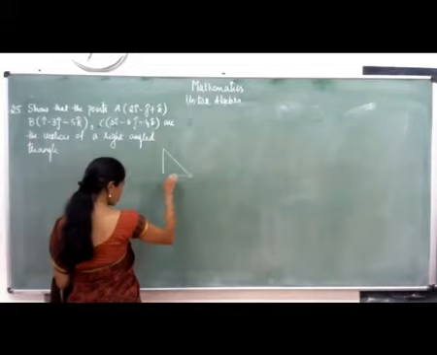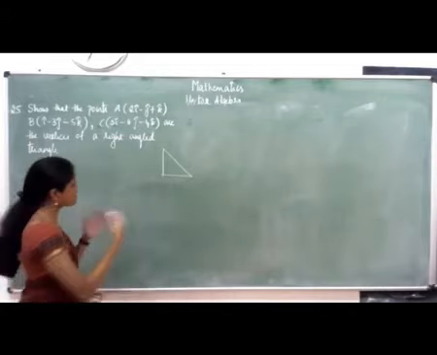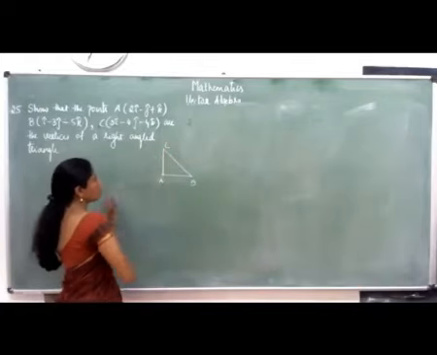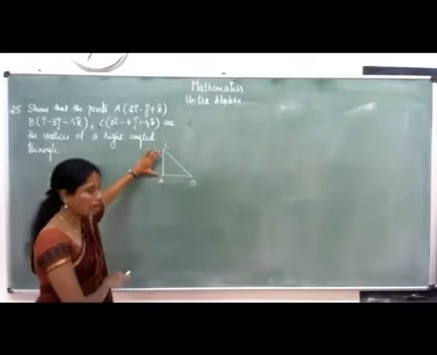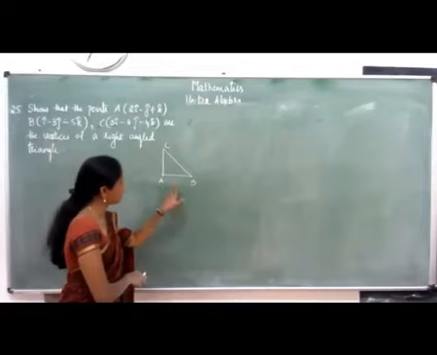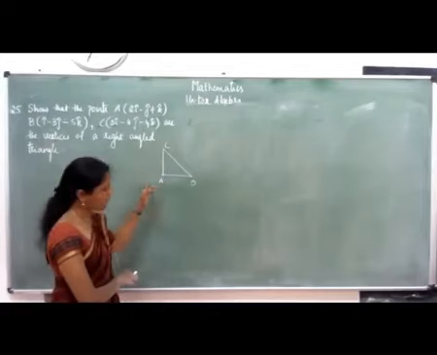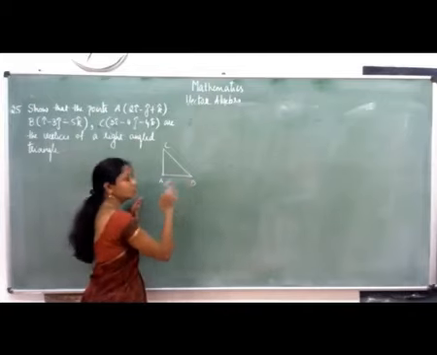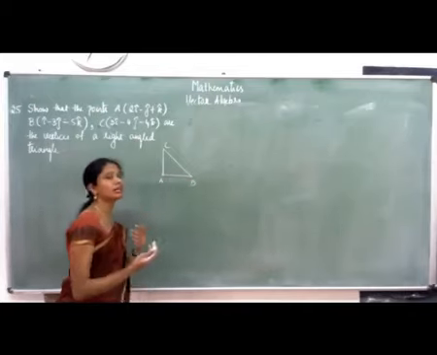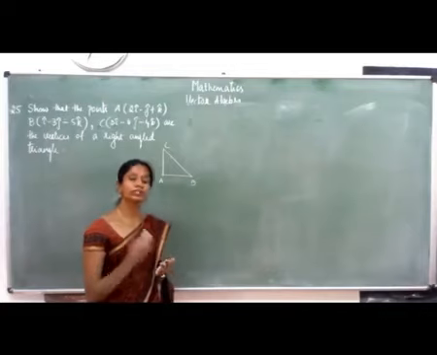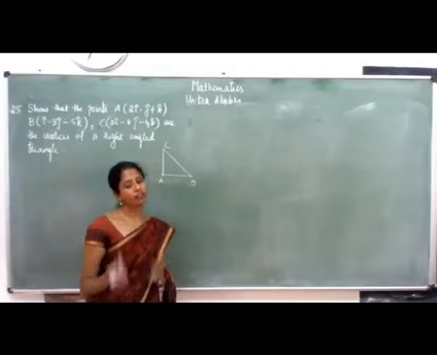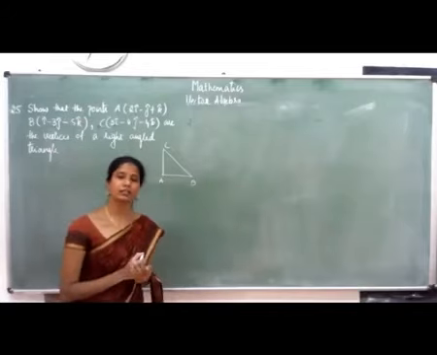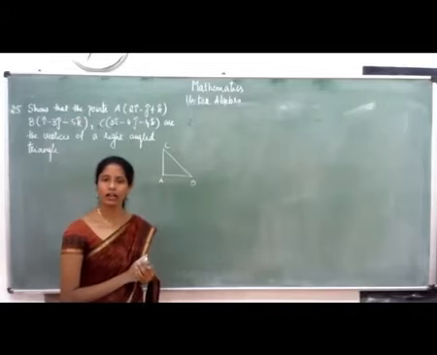So for now, I don't know which is my hypotenuse. In general, if I take A, B, C, if I know vector AB, vector BC, and vector CA, I'll be able to find the magnitude of each vector. So with the magnitude, I'll be able to know which is our hypotenuse, and will be able to prove whether these 3 points are the vertices of a right angle triangle or not.